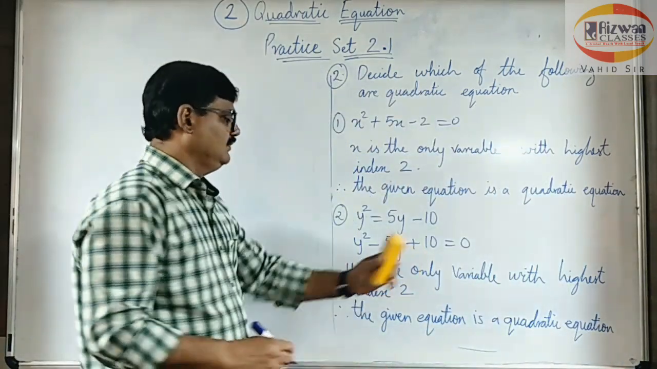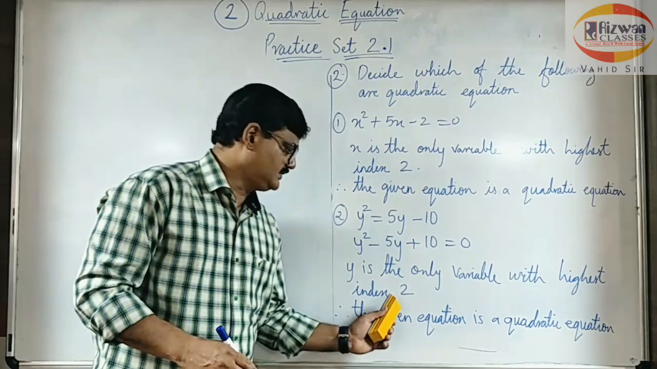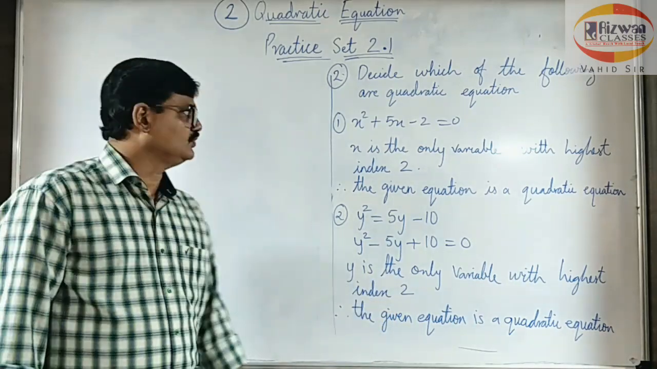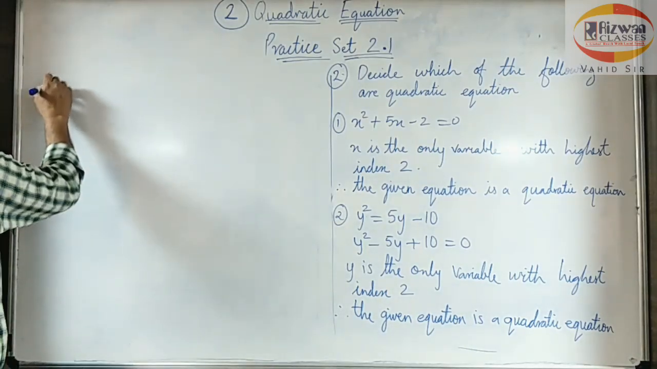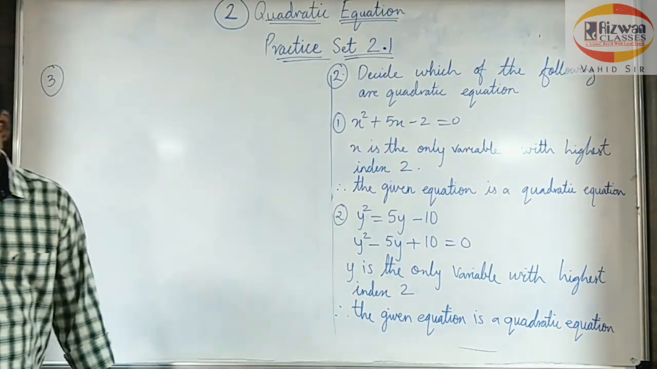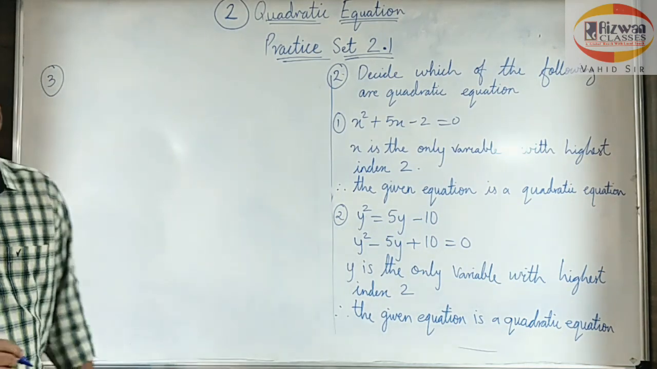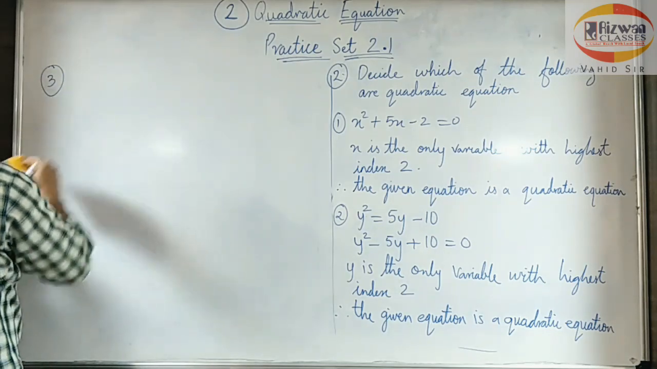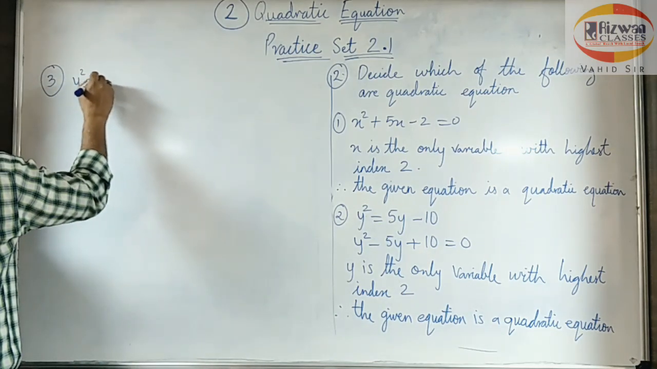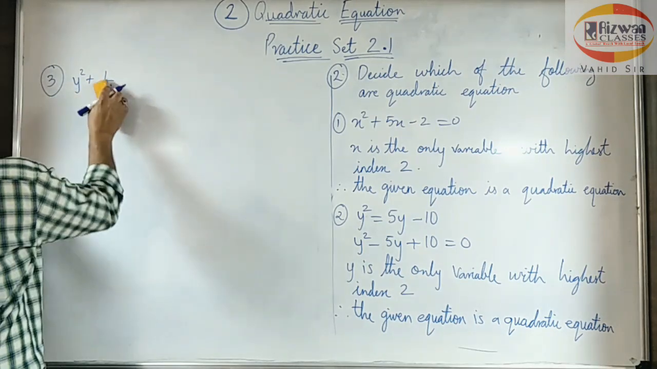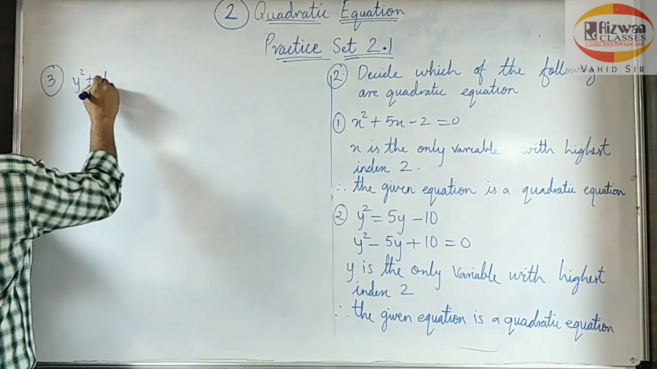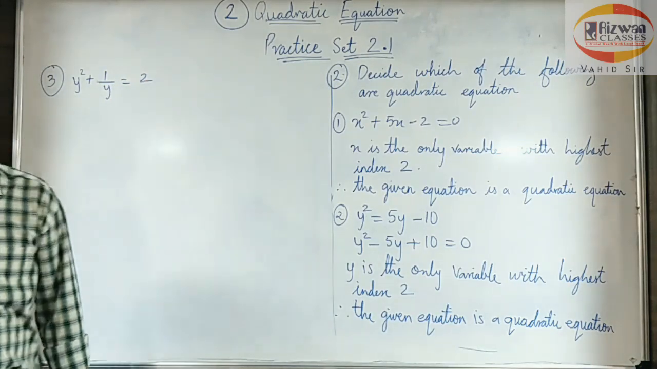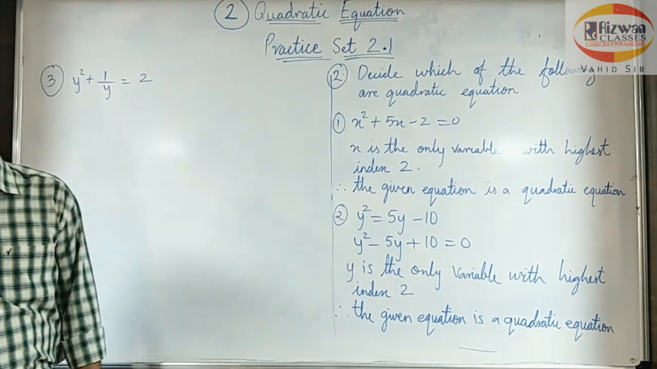Yes, so y is the only variable with highest index 2 and the given equation is a quadratic equation. Now let's go to question number 3. Now what is question number 3? If you check this out, question number 3 is y square plus 1 upon y is equal to 2. We have the third equation over there, y square plus 1 upon y is equal to 2.